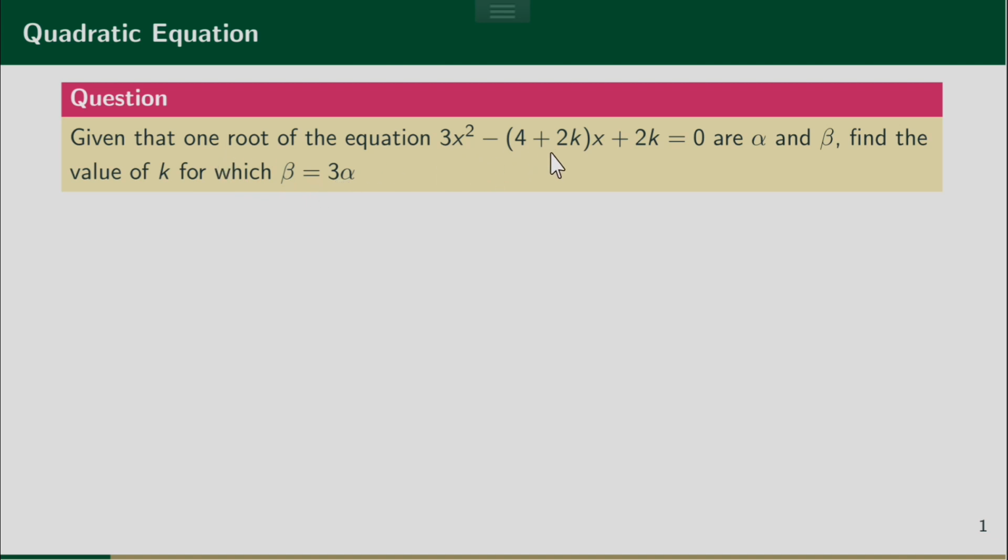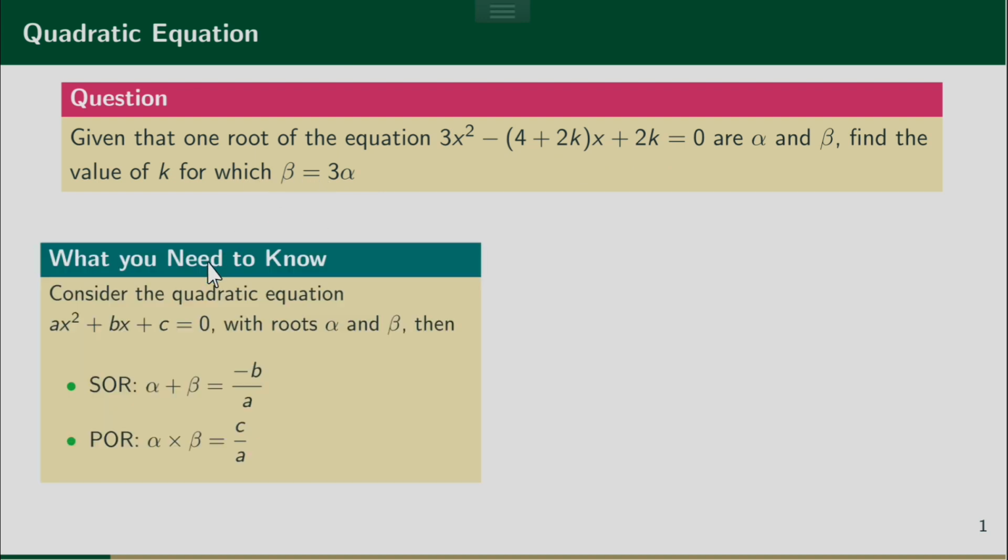So we have been given a quadratic equation, and the roots of this equation are alpha and beta. We are asked to find the value of the constant k, given that beta is 3 times alpha. But first, we need to know some basics before we go ahead and solve the question.